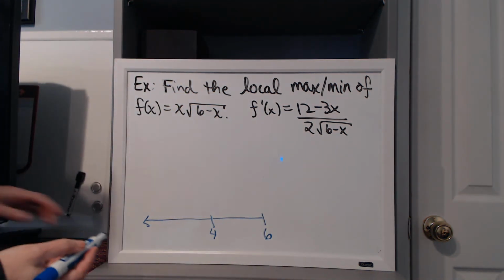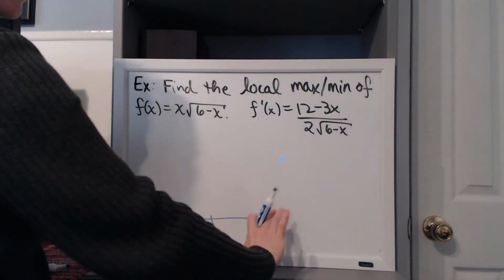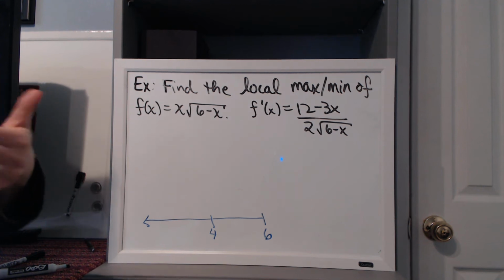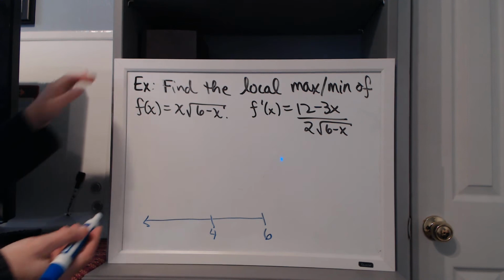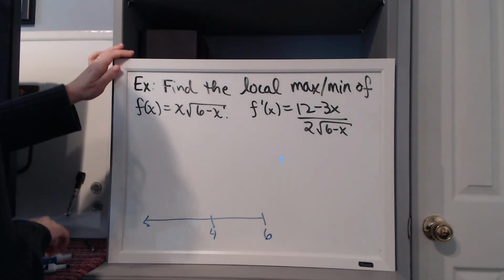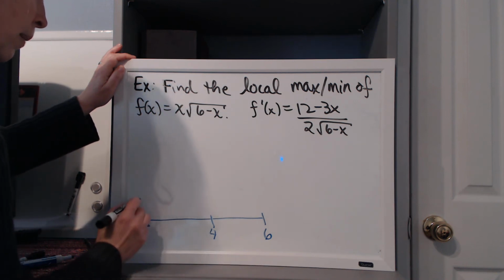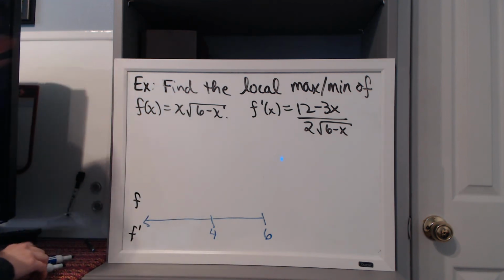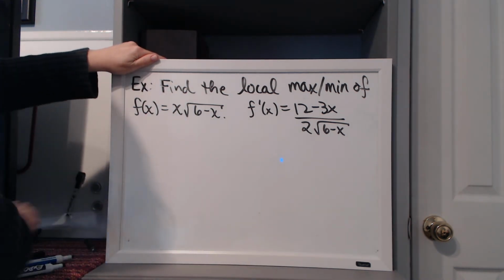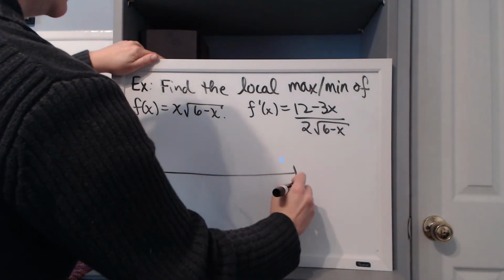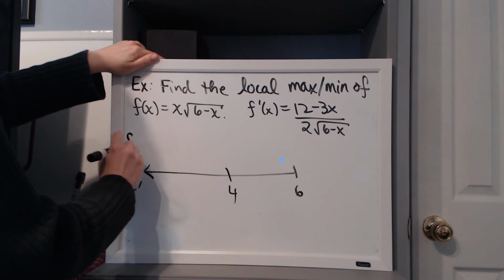Okay, so we know our two critical numbers are 4 and 6, but for 6 we don't have anything on the other side, so that cannot be a local max or a local min because we don't have something on both sides of the graph. But we still need to know whether the derivative is positive or negative in that space. I'm going to label here f prime and f. In fact, I'm going to move this whole thing up because it'll be easier to see. Alright, 6, 4, f prime, f.